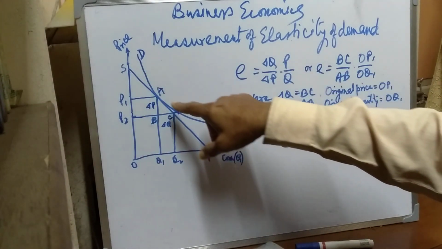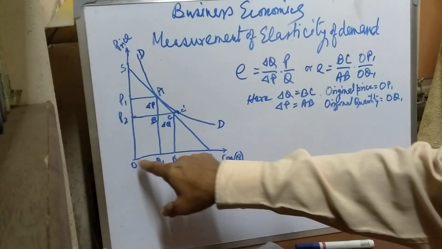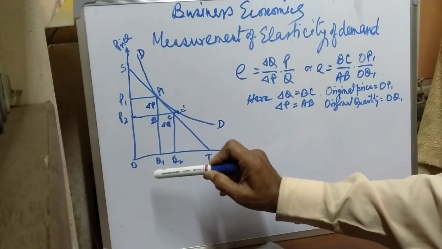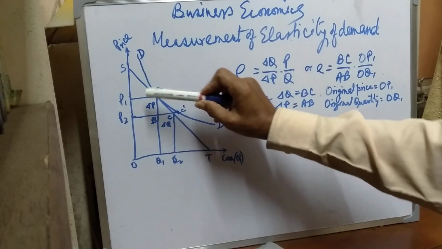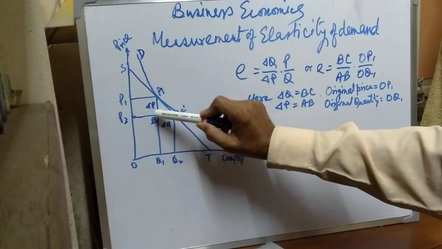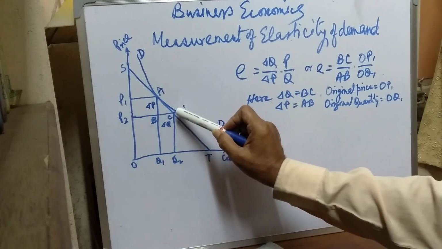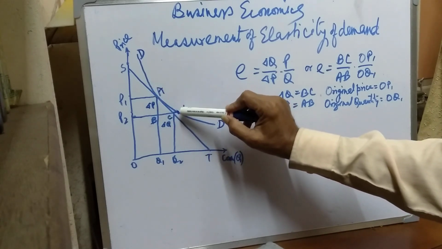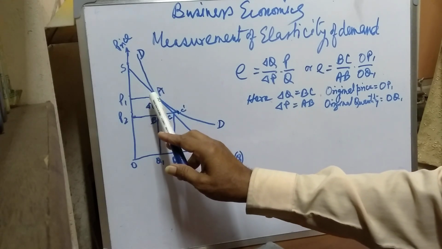So ST is the tangent at point A, and here price is OP1 and quantity is OQ1. If we change price from P1 to P2, quantity will change from Q1 to Q2. That is, change in price is P1P2, that means AB. Change in quantity is Q1Q2, that means BC. In the original curve, we see that C dash is there, and actually from A to C dash is the demand on that demand curve. But here we will discuss the elasticity of demand at point A only.